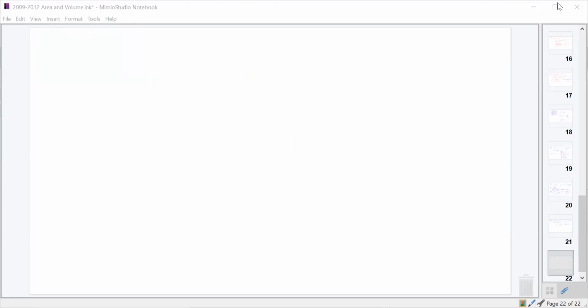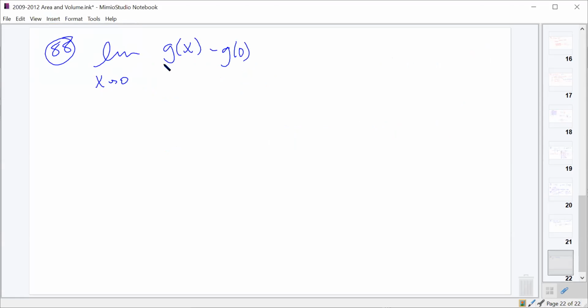That was 85, right? Next one we've got here is 88. We've got the limit as x approaches 0 of g of x minus g of 0 over x equals 1. And then it gives us a bunch of different things to think about. It says g is not defined at x equals 0, g is not continuous, and so on. The one that makes sense, though, is this is effectively one of our two limit definitions of the derivative, right?